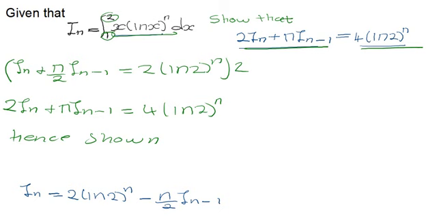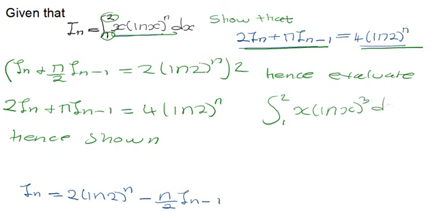So the question that will follow is that we have to evaluate, because what follows is that we say hence, we have to evaluate the integral with limits 1 to 2, of the function x multiplied by (ln x)^3 dx. Remember that here we had n, but in this case we have 3, so we have to evaluate that from our finding, but that will be done in the next video. Thank you very much for watching.